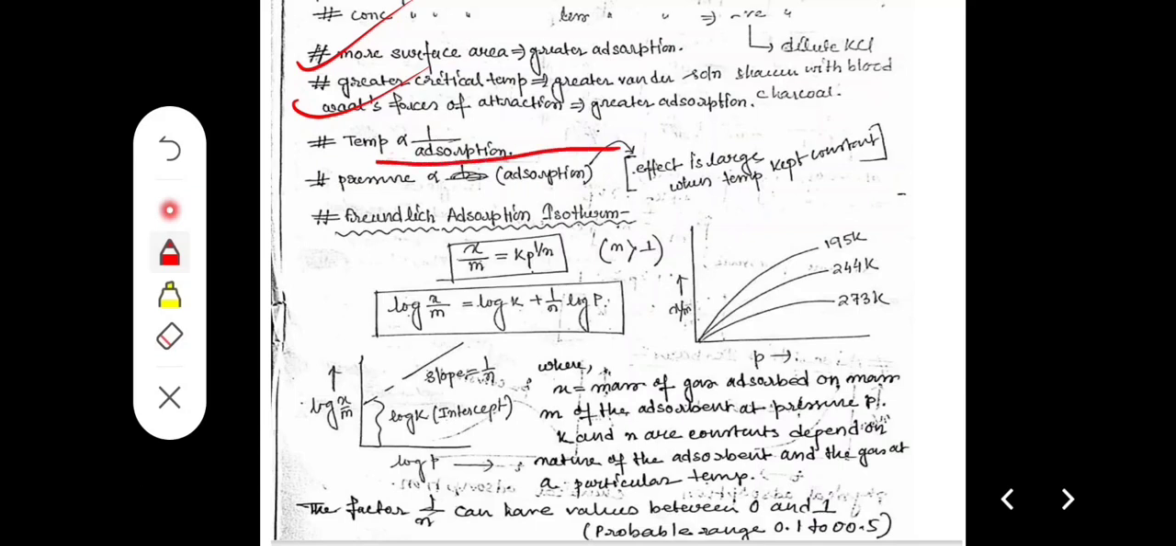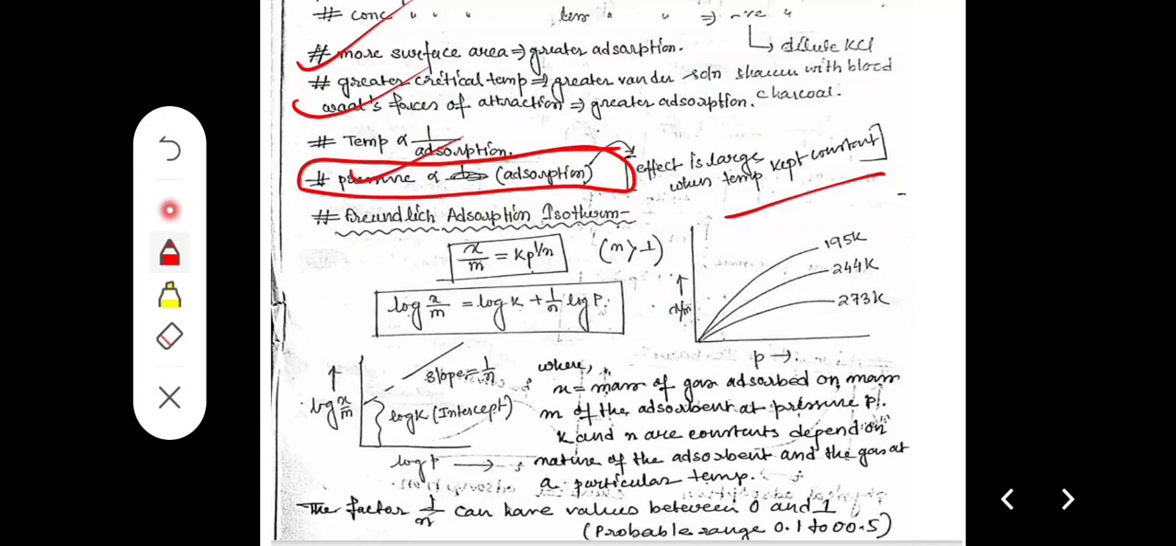And pressure should be directly proportional. When pressure increases, attraction force increases, so more and more particles adsorb on the surface. So temperature is inversely proportional to adsorption and pressure is directly proportional to adsorption. When temperature is kept constant, the effect of pressure should be high.